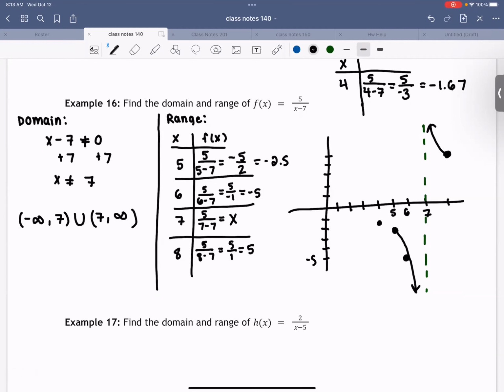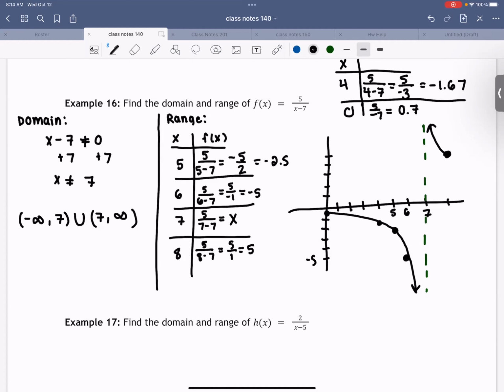Going a little bit further, I could plug in 0 just to see where this graph is going. And that would be 5 over -7, which would be -0.71, which would be over here. As I continue drawing this graph, do you see where this function is getting closer and closer to, but not touching? Where do you think it's not touching?